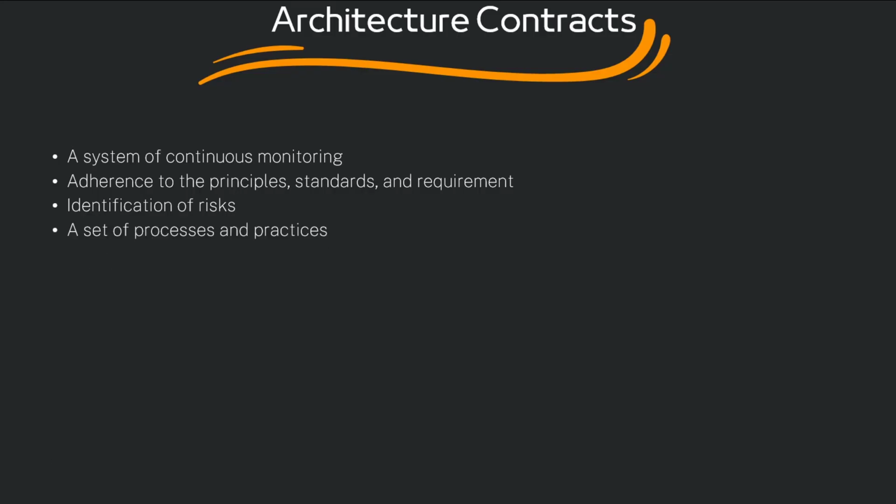A set of processes and practices that ensure accountability, responsibility, and discipline with regard to the development and usage of all architecture artifacts. And finally, a formal understanding of the governance organization responsible for the contract, their level of authority, and the scope of the architecture under the governance of this body.